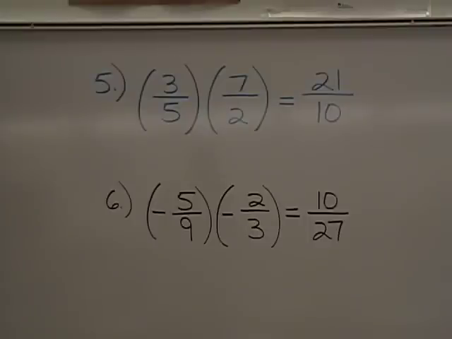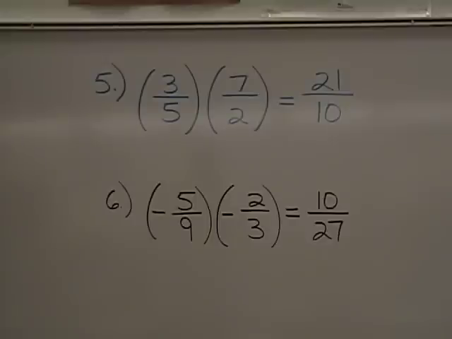So now that we know our answer is going to be positive, let's just worry about doing the correct multiplication. So again, multiply the numerators first. 5 times 2 is 10. Now multiply the denominators together. 9 times 3 is 27. So we have a final answer of positive 10/27. Now those are pretty easy.